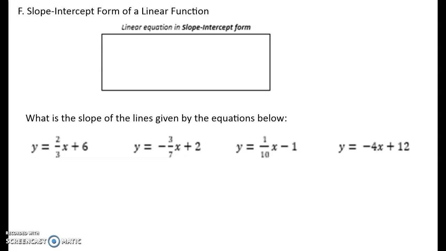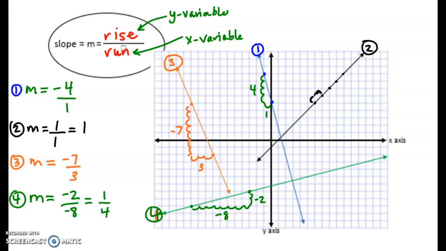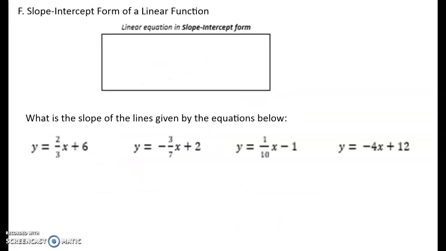Now, together with calculating slope, we're going to look at the slope-intercept form of a line, because this is another way we can see the slope. We're learning 3 ways to find slope. The first way was looking at rise over run and counting on the graph. The second way was using this little formula, so we didn't have to have a graph. And the third way now is going to be looking at the equation and just identifying which number is the slope.